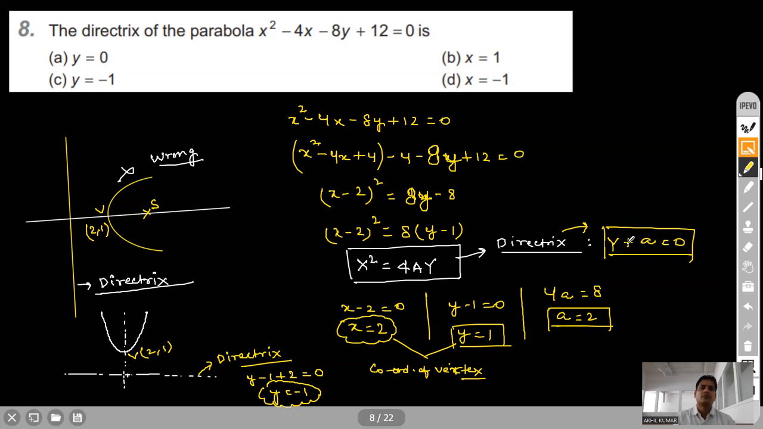Now, replace the value of Y in our original parabola. It's basically Y equal to y minus 1. So y minus 1 plus a, we have found it already. So y minus 1 plus 2 equal to 0. From here we get y equal to minus 1. That will be our answer to this question. So option C is correct. Okay. Now this parabola that we drew earlier is wrong basically. This is the right parabola. That's why after writing the equation we could have drawn the parabola, but earlier, before writing the equation, we drew it, so it came out wrong.